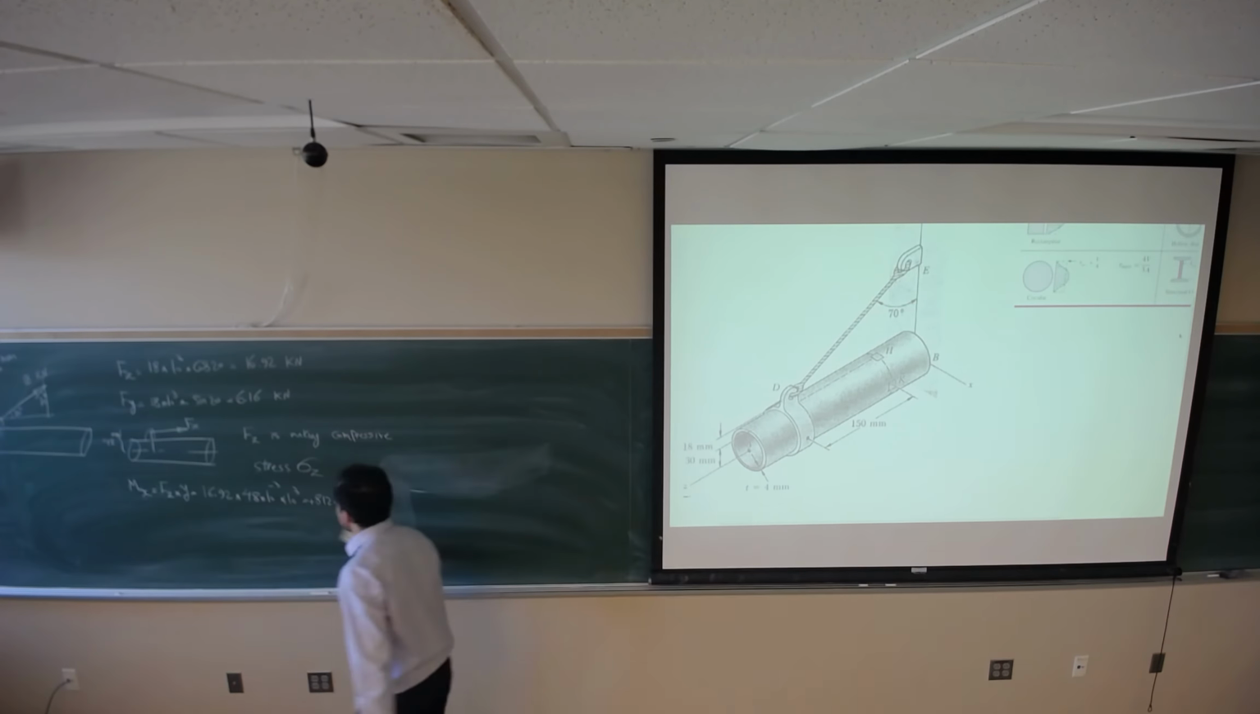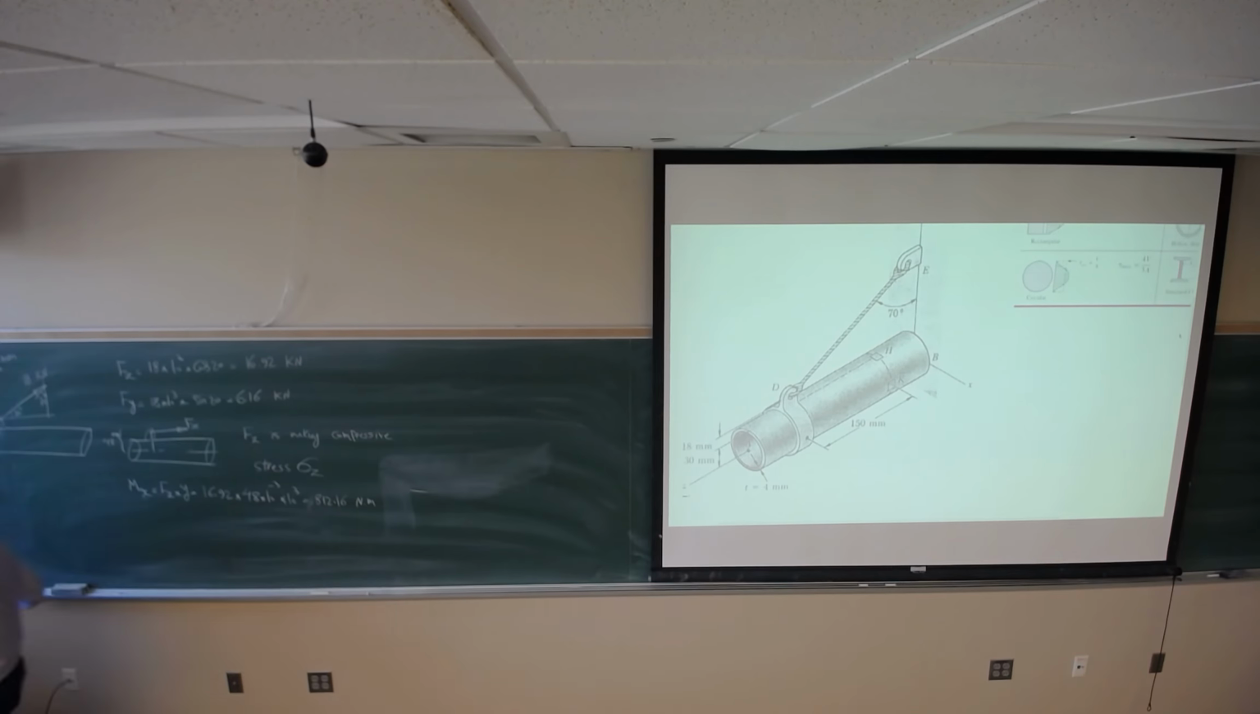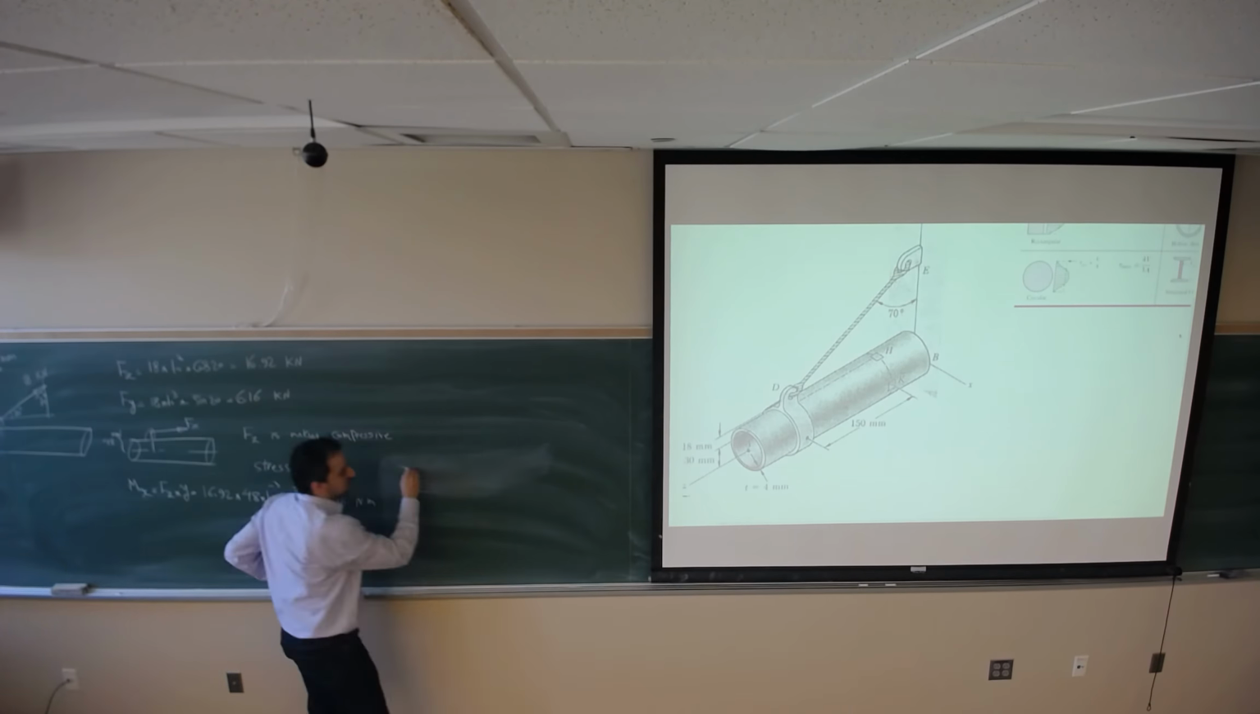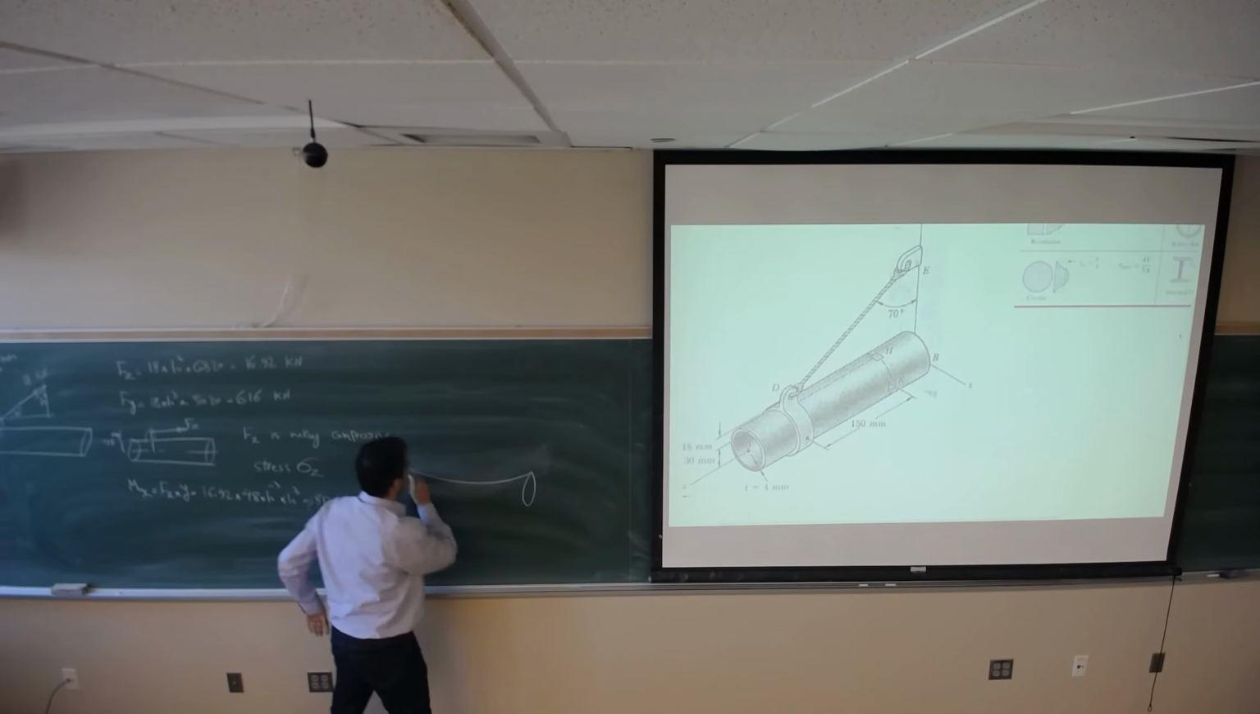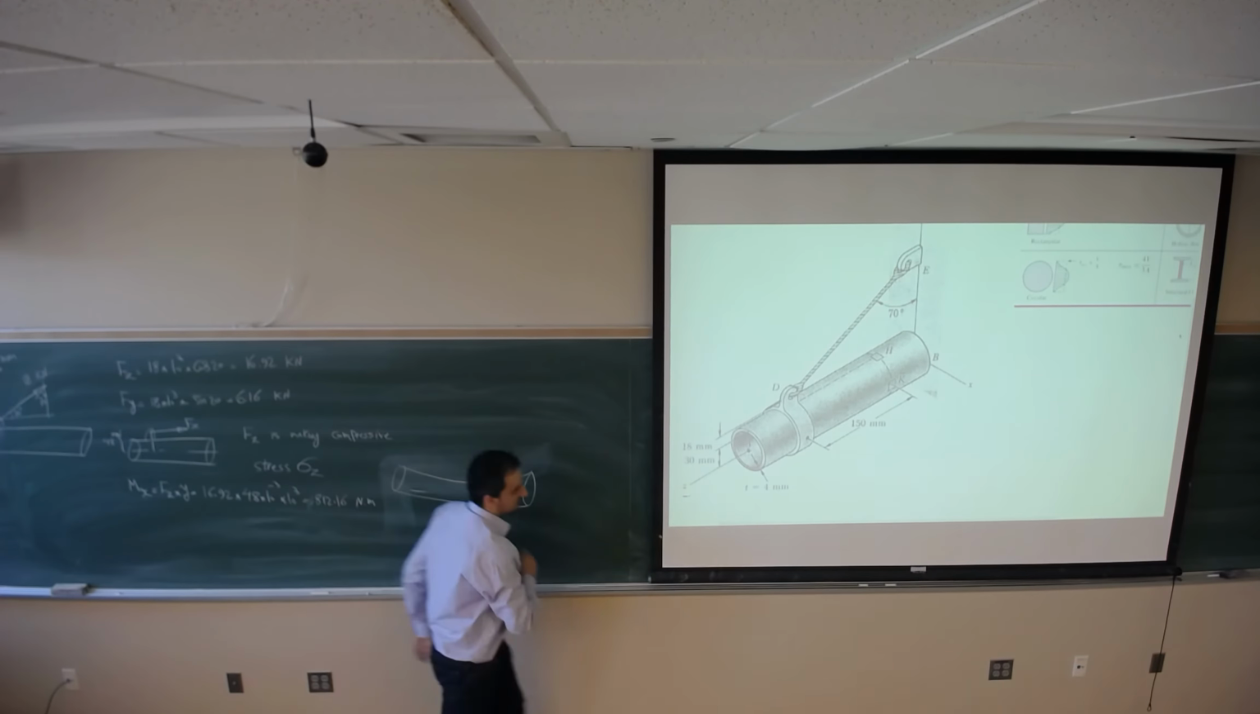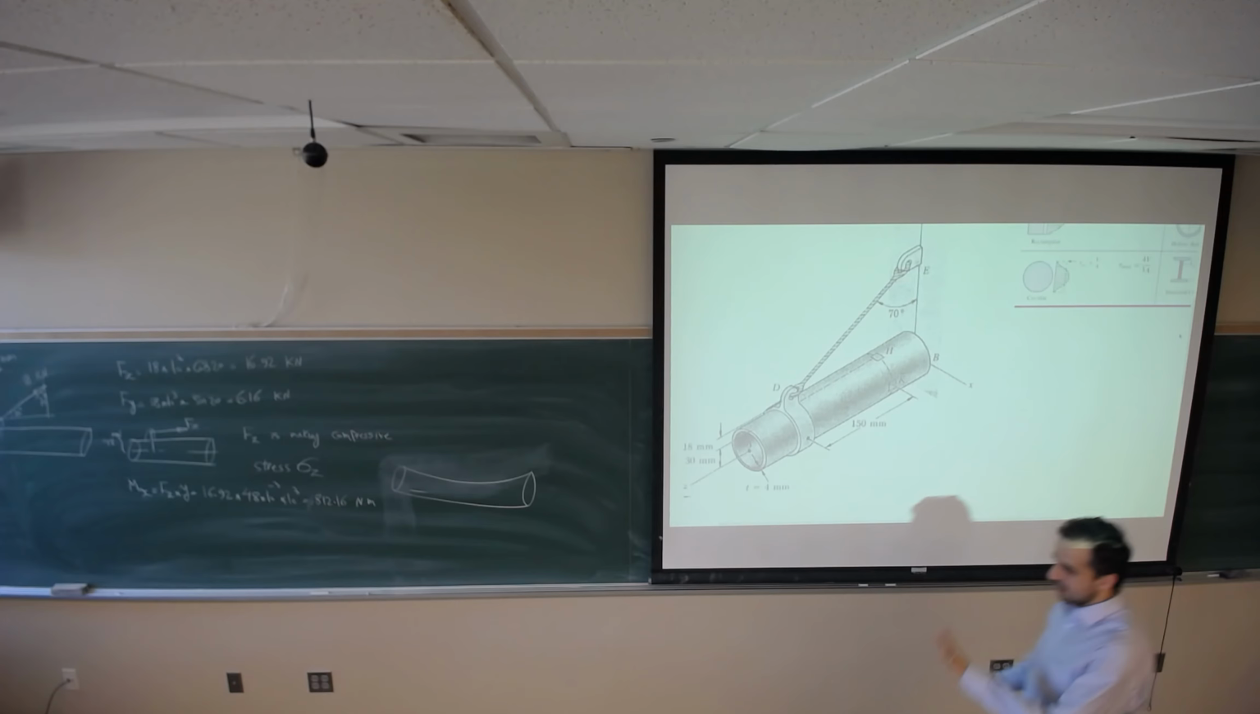Forget about the sign. What you need to see is that it's going to make the bending in this direction. Can you see that? Now, based on this bending moment, which section is going to be the critical section?